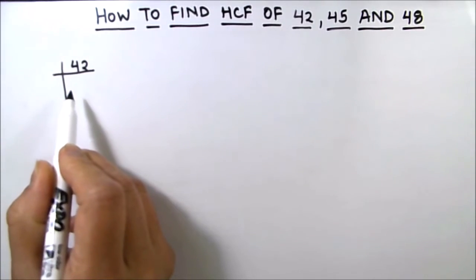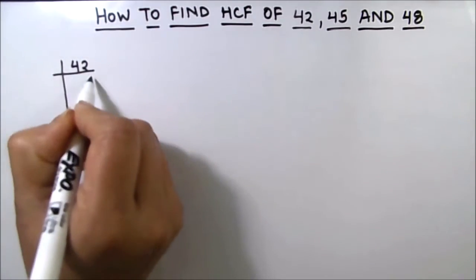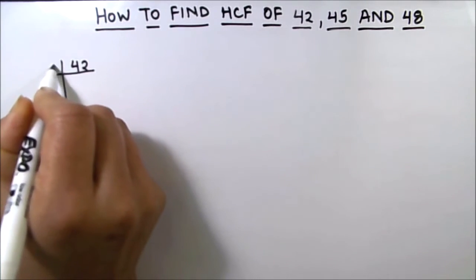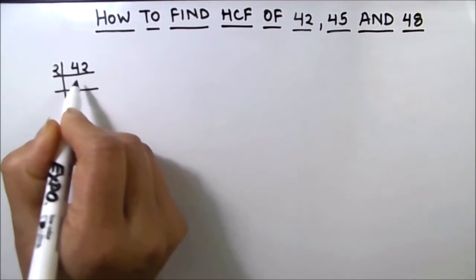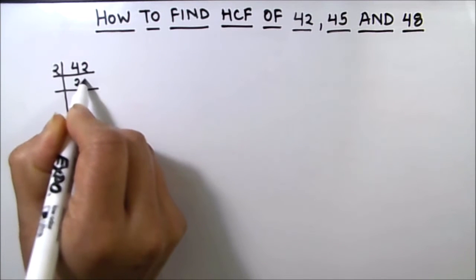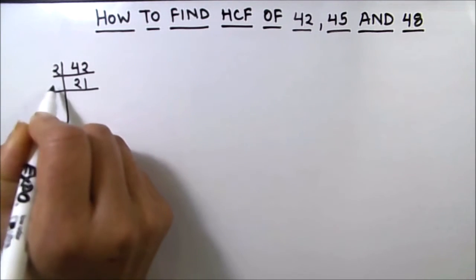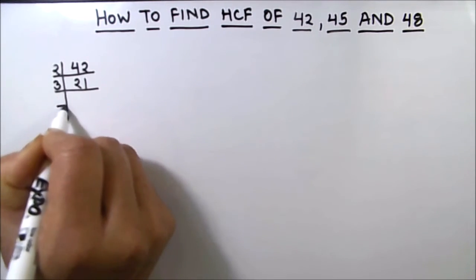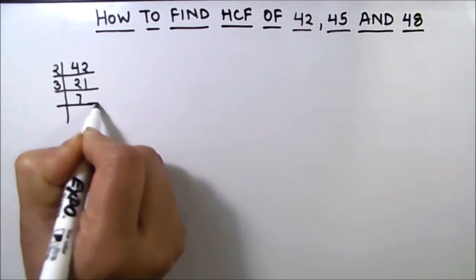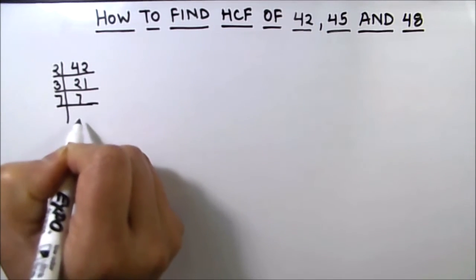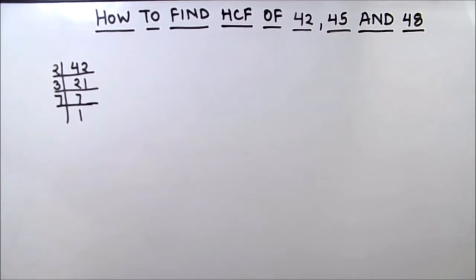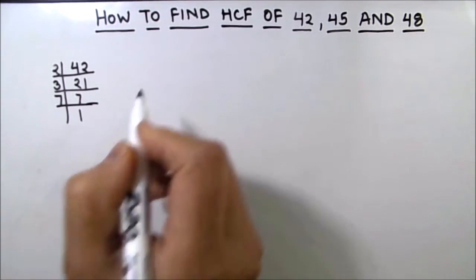First we'll factorize 42. As it is an even number, it is easily divisible by 2. So 2 times 2 is 4 and 2 times 1 is 2. 21 is easily divisible by 3. 3 times 7 is 21 and 7 is a prime number, so it is only divisible by 7. So 7 times 1 is 7.